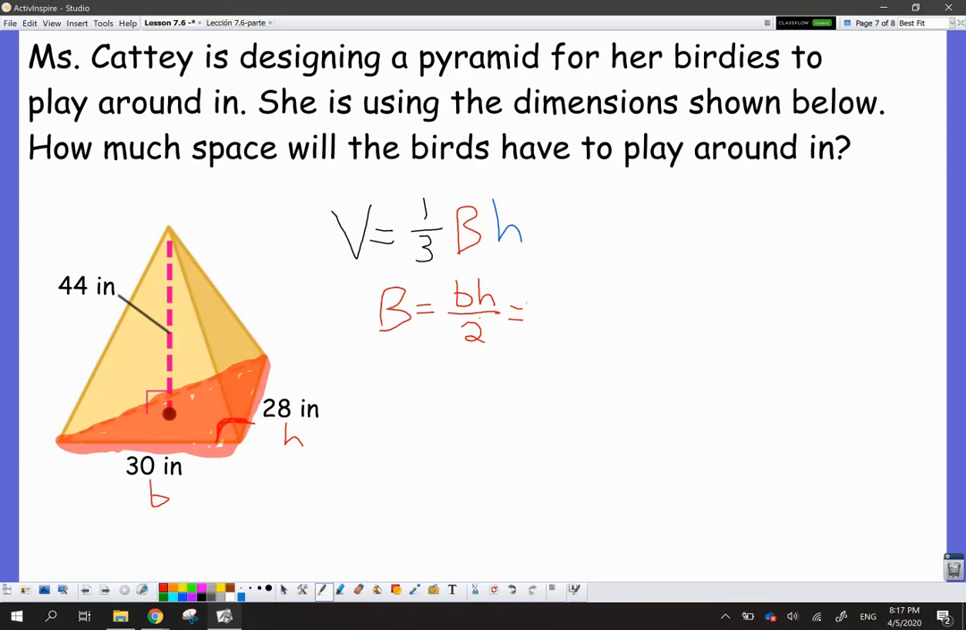Make sure that if you get confused with that, you reach out to one of us, because that's a part where a lot of you guys will get confused. Be very careful with that. So let's plug it into our formula for the area of the base. The base of the triangle is 30 inches. The height of the triangle is 28 inches. And I know I'm going to be dividing this by 2. So let's find out what that gives us.